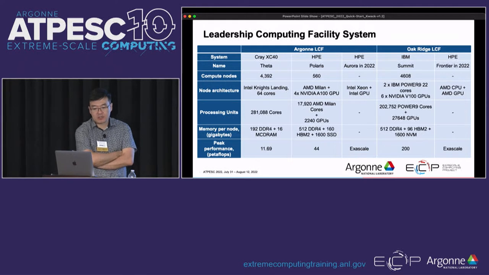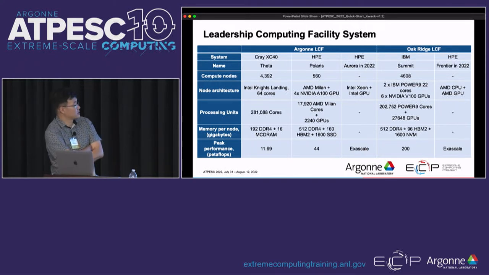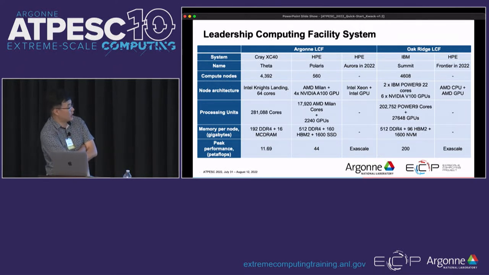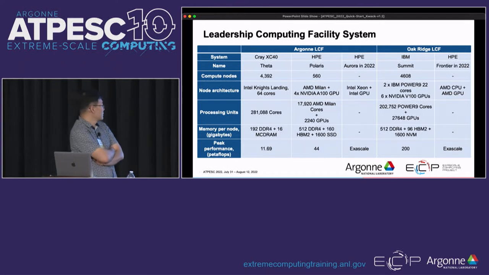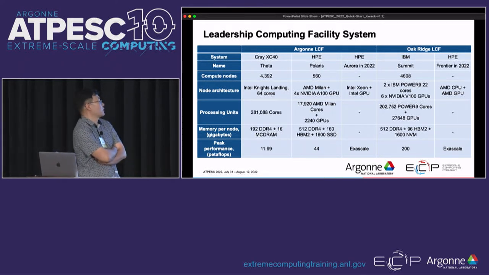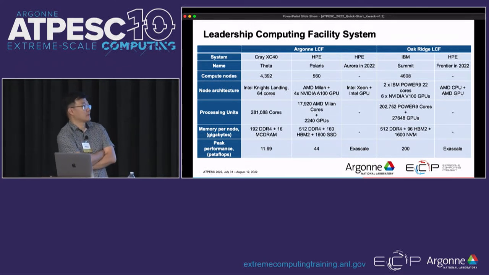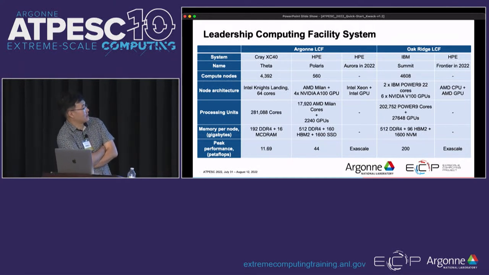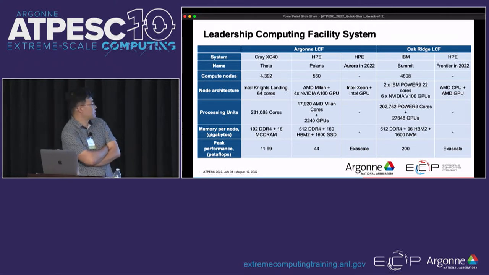And recently, we launched another HPE system, Polaris. It has 560 compute nodes, and each node has one AMD Milan processor plus four NVIDIA A100 GPUs. So overall, we have more than 1,700 AMD Milan cores and more than 2,000 A100 GPUs. Each node has 512 gigabytes of DDR4 memory, and on the GPUs we have in total 160 gigabytes of HBM2 memory. Per GPU, we have 40 gigabytes of HBM2 memory. So if you use HBM2 memory on the GPU efficiently, you can get maximum performance on the GPU. Each node has 1.6 terabytes of SSD, and its peak performance is 44 petaflops.